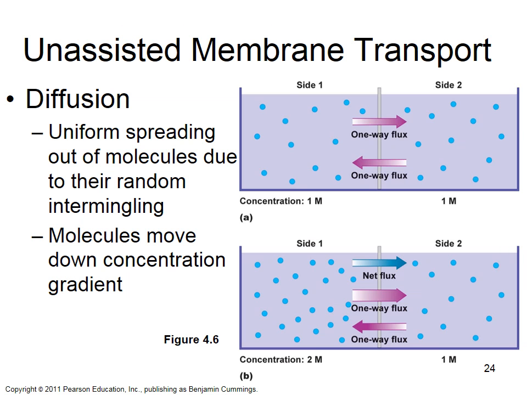Okay, so we're going to talk about unassisted membrane transport first. So simple diffusion. These are molecules just freely moving through the plasma membrane. And it's due to uniform spreading out, right? Because they're going to bump up against one another where they're in higher concentration. So when they're in higher concentration, they bump into each other more frequently, and that drives them to where they're in lower concentration. Okay, so you can think of molecules not liking to be crowded.